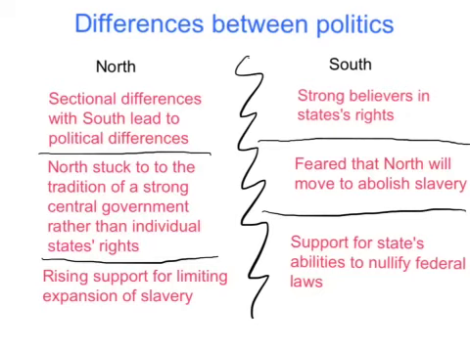Differences in politics. The North had sectional differences with the South, which led to political differences. The North stuck to the tradition of a strong central government rather than individual state rights, which the North preferred. Rising support for limiting the expansion of slavery was common in the North.